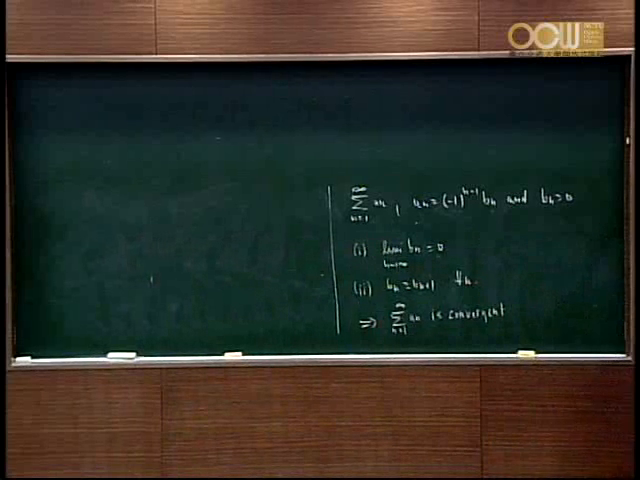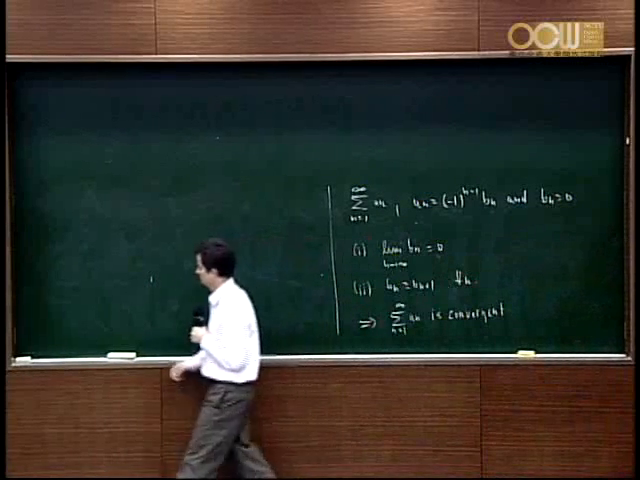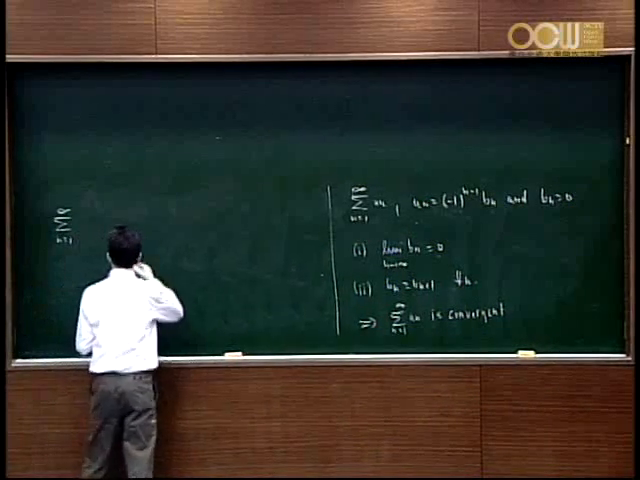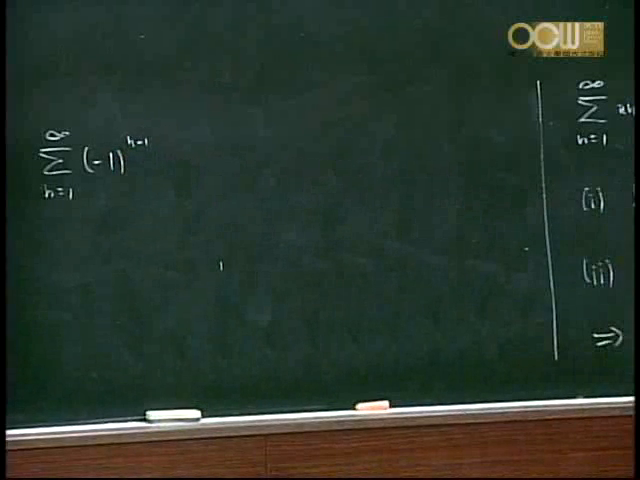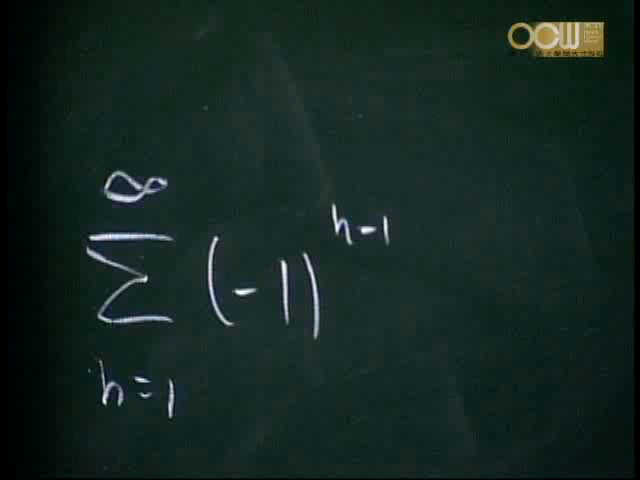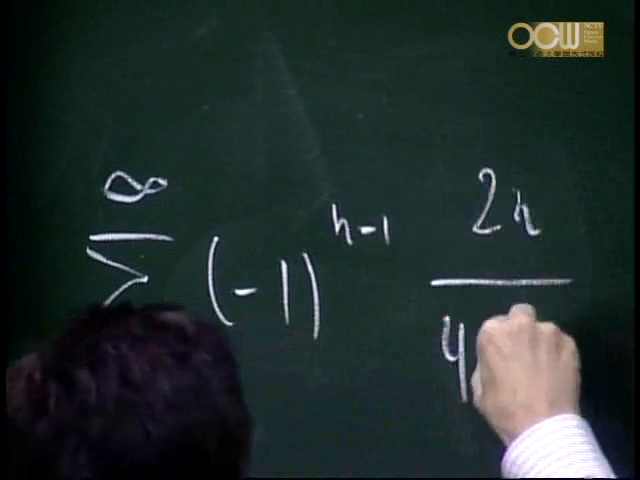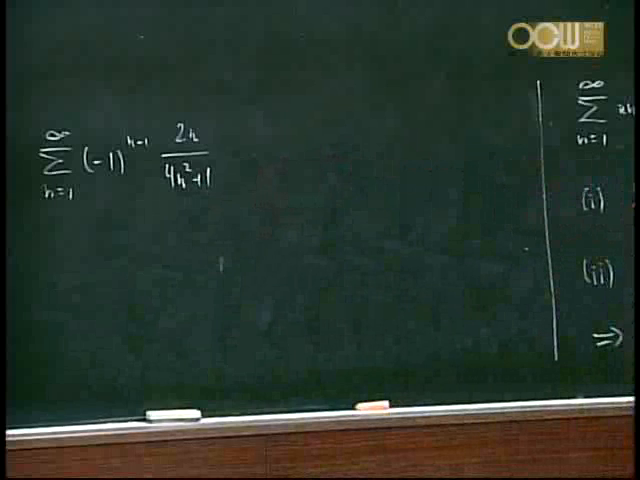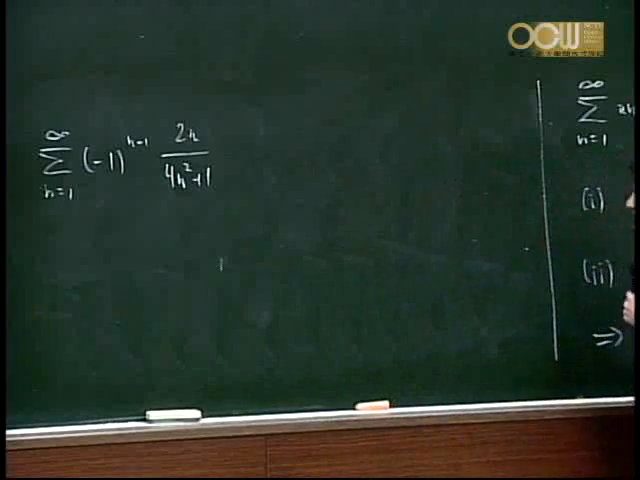Now this is obviously a result which is very easy to apply. So maybe let's look at one or two examples. For instance, if you have given the series with terms minus 1 to the n minus 1 times 2n over 4n squared plus 1. The question, of course, is whether this series is convergent or not. So what you're going to do is apply this result here.